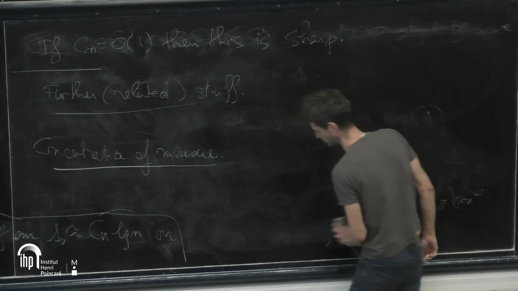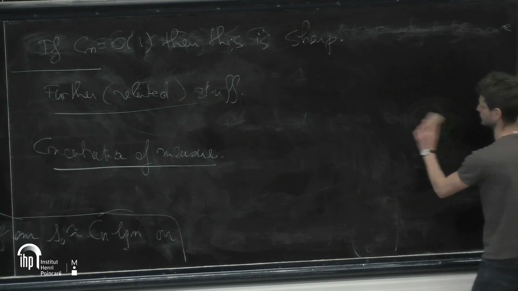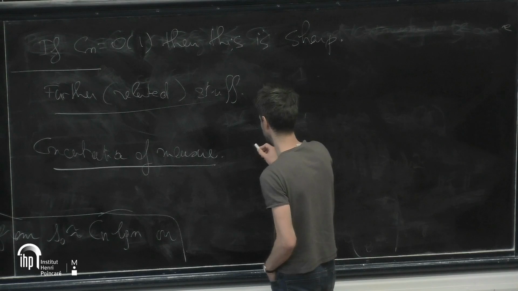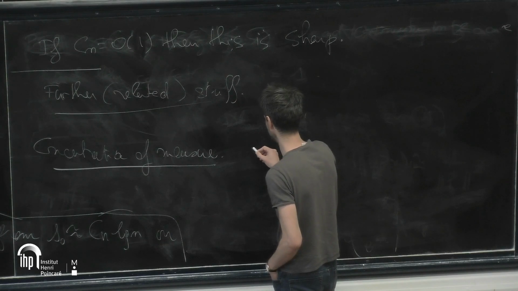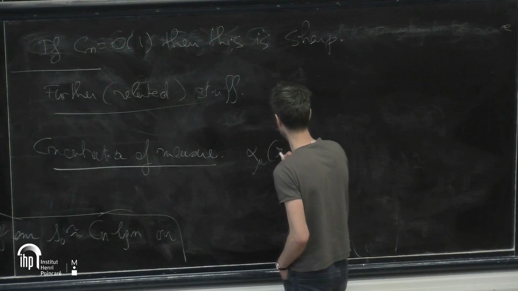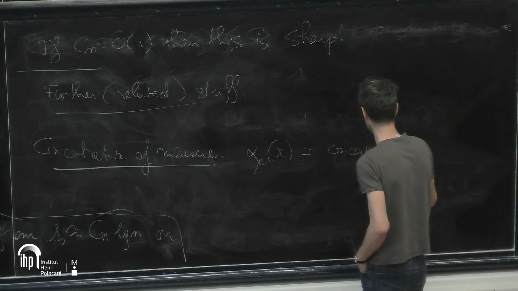So it's another, if you want, isoperimetric type statement. If mu is a probability measure, let me call alpha mu of R the concentration function.